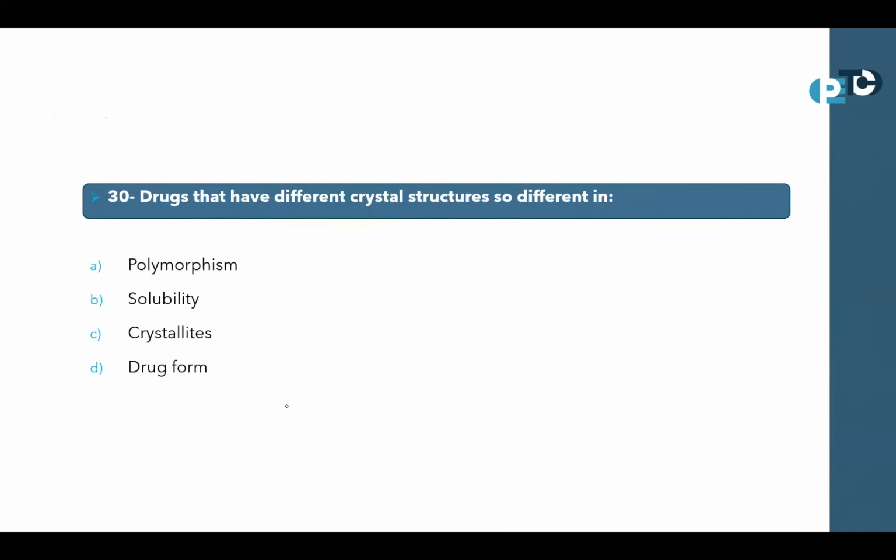The last question today. Which drug has a different crystal structure, or the presence of different crystal structures? What does it mean? Polymorphism, solubility, crystallinity, or drug forms? Different crystal structure means polymorphism, which will give different physical characters.